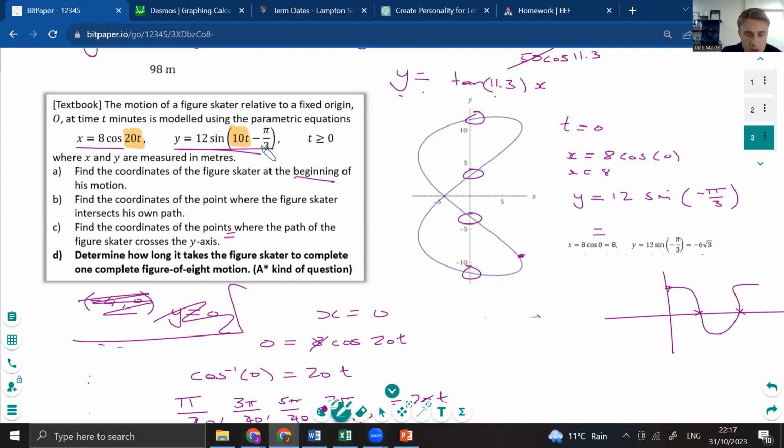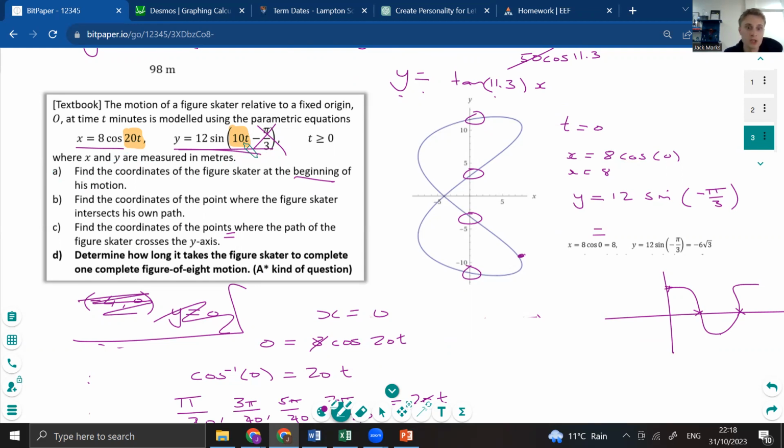So I'm going to ignore this part here, because that kind of tells me the value at the start. That kind of shifts things, but it doesn't affect the wavelength. It doesn't affect how long it takes for things to repeat itself. So I'm not overly concerned with that bit there. Instead, I'm going to be thinking about this 20t and this t business to help me do this.